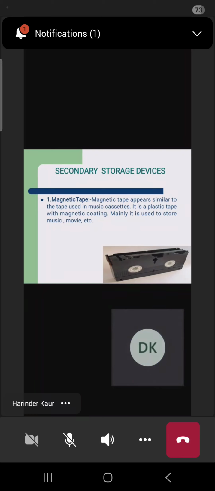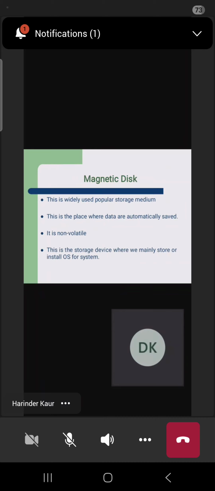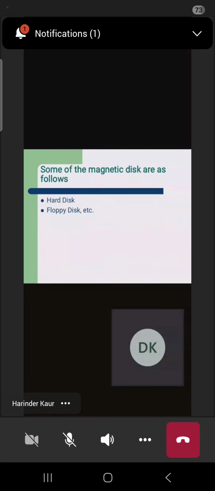Next is the magnetic disk. This is a widely used, popular storage medium, and this is a place where data are automatically saved, and it is non-volatile. And this is a storage device where we mainly store or install the operating system for the system. Some of the magnetic disks are as follows. First of all, there is the hard disk, and second one is the floppy disk.